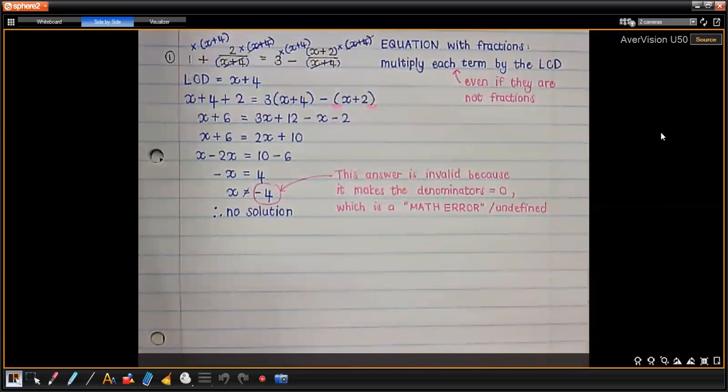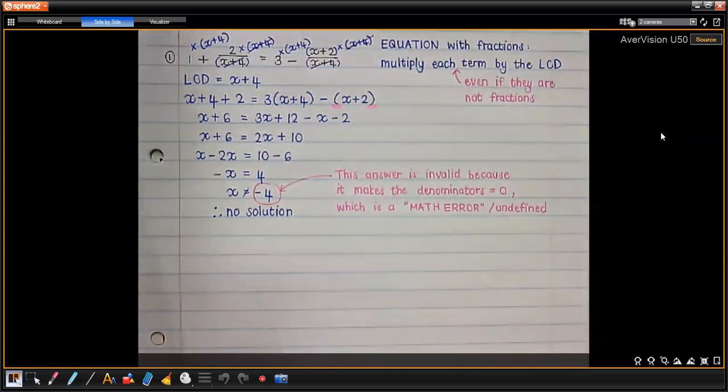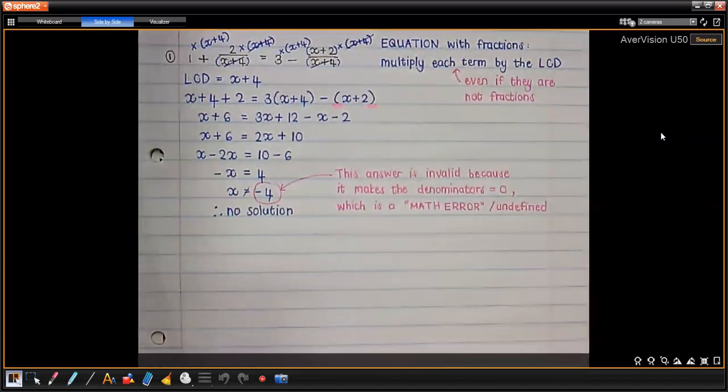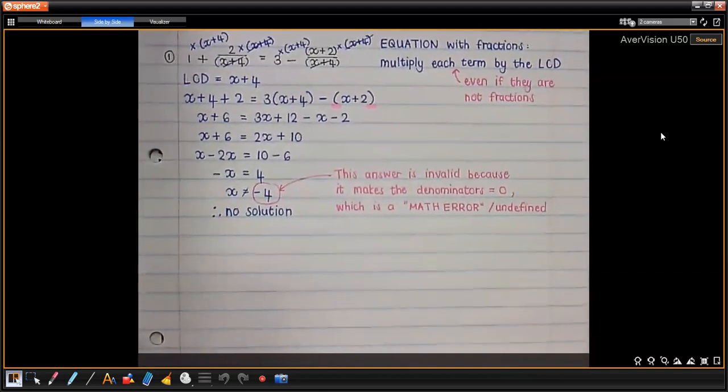Sorry, that turned into a more complicated question than I was looking for. I actually just wanted us to practice this: multiply each term by the LCD. So don't get too hung up on this now, guys. We're going to keep practicing this method. When you have an equation with fractions, multiply each term by the LCD. I'm just going to do one more with you, and then you are going to do some on your own.